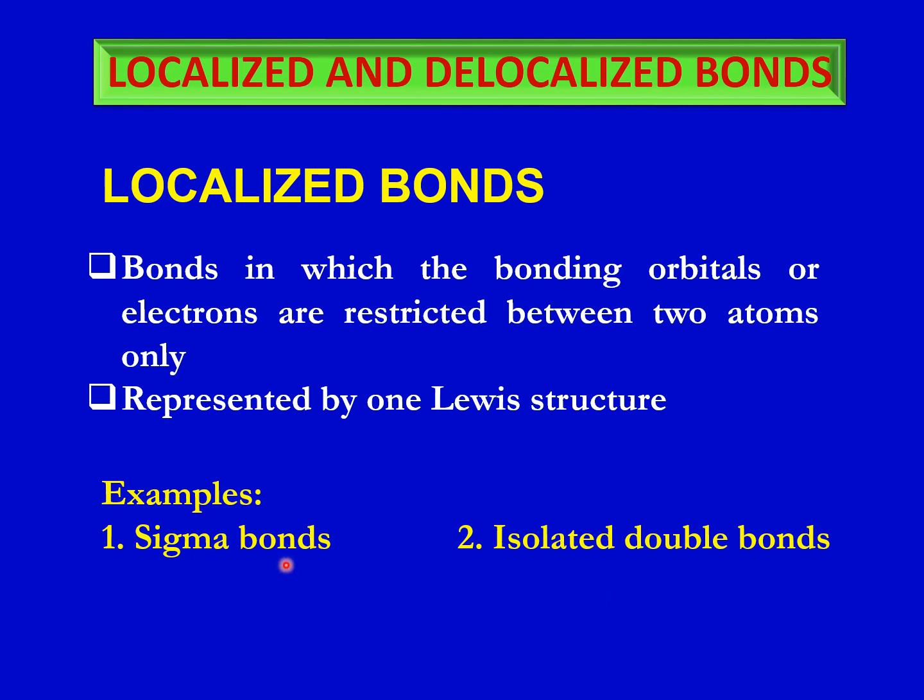So if you have sigma bonds, they are localized. The electrons of a sigma bond are mostly localized between two atoms, and if you have an isolated double bond, then its pi electrons or even sigma electrons are also localized between the two atoms.